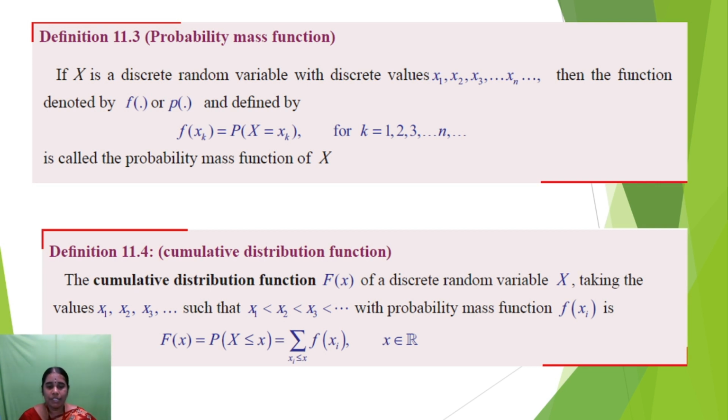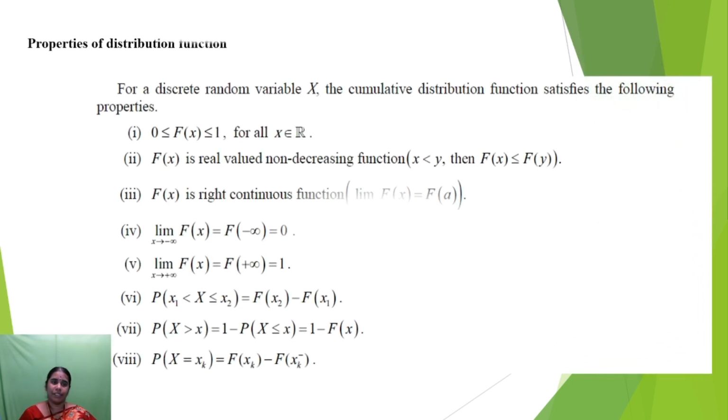Then the cumulative distribution function of a discrete random variable, taking the values x1, x2, x3, with x1 less than x2 less than x3 and so on, with probability mass function f, is capital F of x equal to p of X less than or equal to x, which is nothing but the summation of f of xi where xi is less than or equal to x.